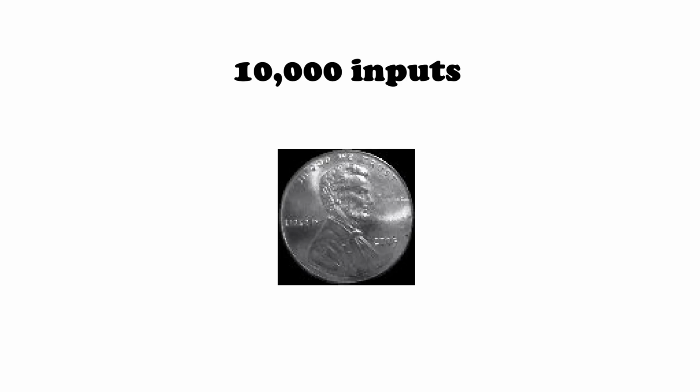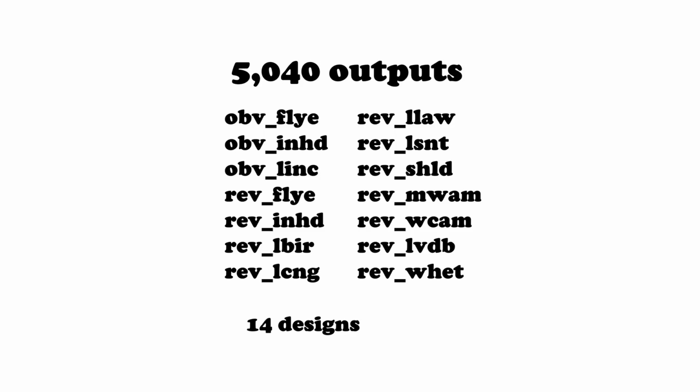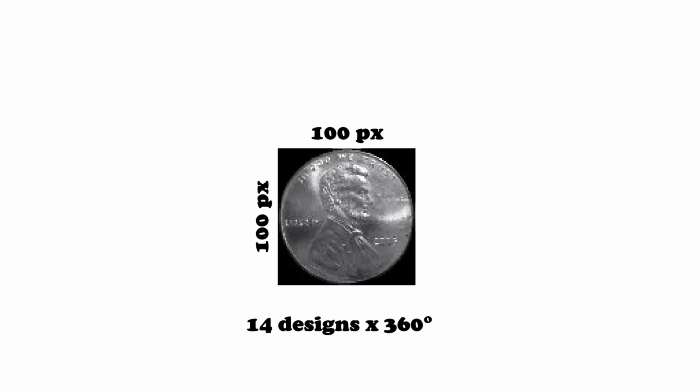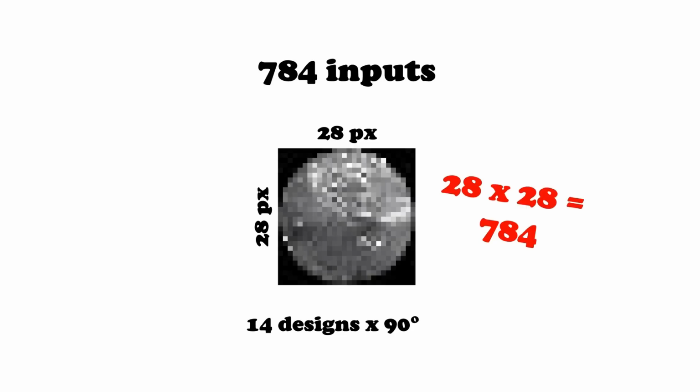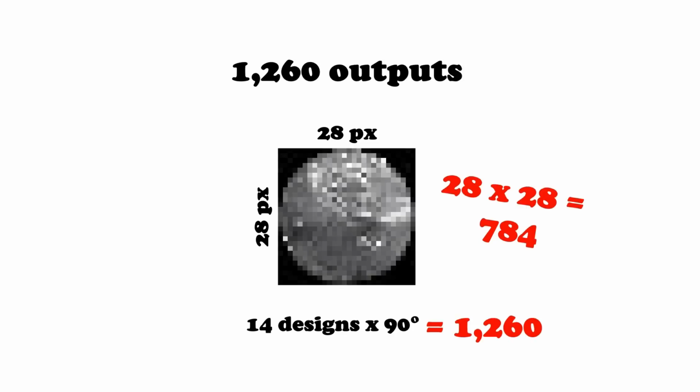In my first model, I had 10,000 inputs for each image. That's 100 pixels times 100 pixels per image, and 5,040 output classes. That's 14 designs times rotating each of them through 360 degrees. But armed with Paul's advice, I rebuilt my dataset at 28 by 28 pixel resolution and rotated each image through 4-degree increments. This reduced the overall amount of data to just 784 inputs and 1,260 output classes.